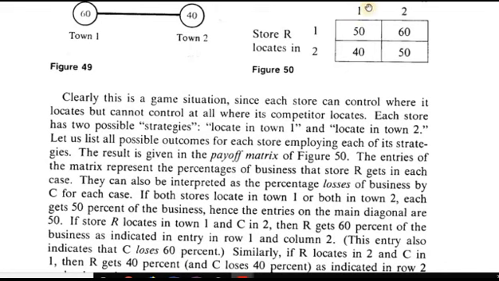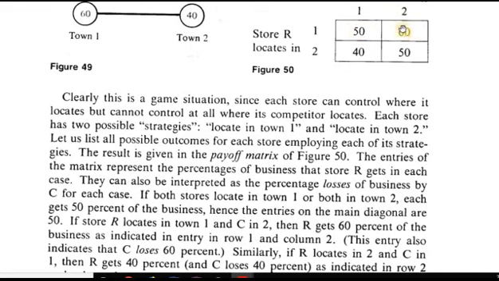Okay. Similarly for store C, if he locates in town 2, these are his losses, right? His minimum gain is the same as his maximum loss, right? Because his gain is the negative of his loss. So his minimum gain is his maximum loss. Here is his maximum loss, which is 60. On the other hand, if he locates in town 1, his maximum loss is 50. Right? So from that point of view, store C will prefer 1 over 2 because the worst he can do is lose 50% of the business.